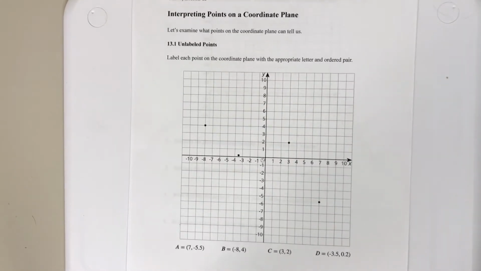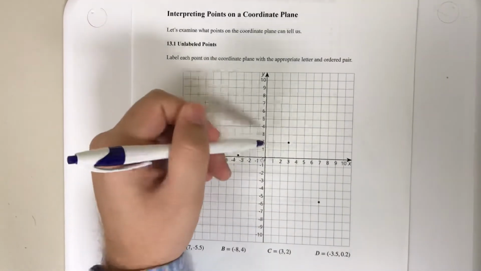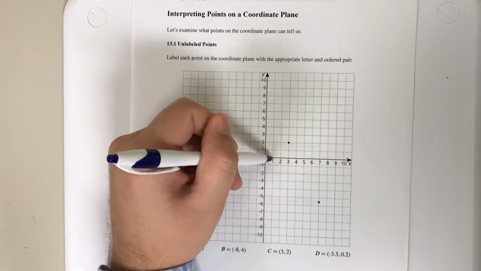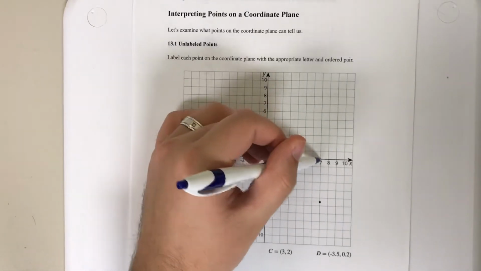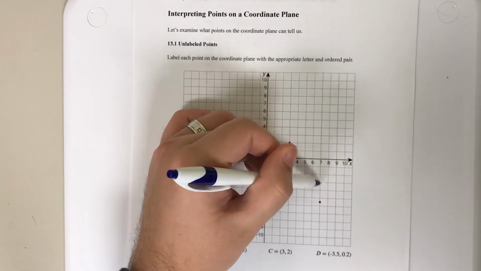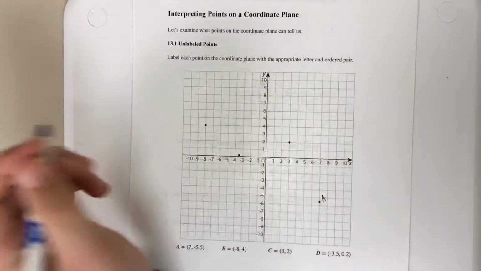You have A, B, C, and D. We want to make sure that they are plotted. So you have 4 dots, and you want to make sure that you plot them correctly. So I'm going to find A first. I'm going to go over to positive 7. 1, 2, 3, 4, 5, 6, 7. And I'm going to go down 5.5. 1, 2, 3, 4, 5. That's 5.5. This is A.